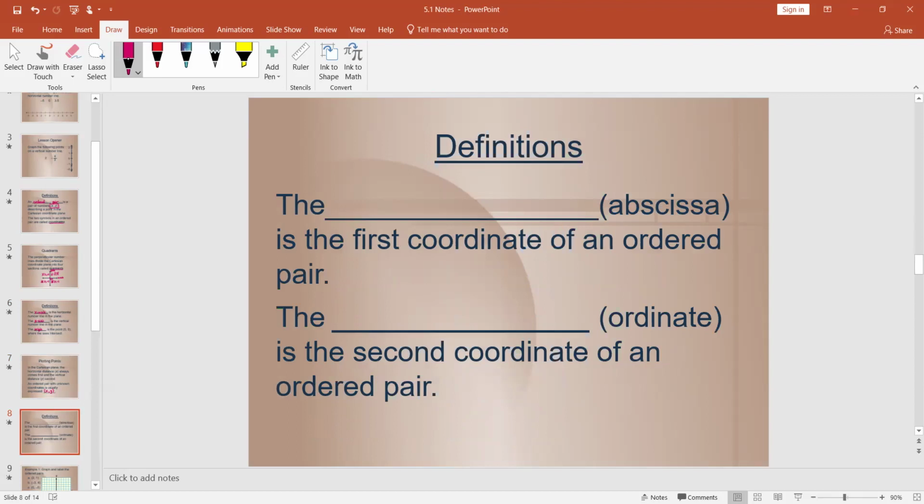So again, that x part of the ordered pair is called the x coordinate and is the first coordinate of the ordered pair. It's also called the, I can't say that, abscissa, I think. And then the y coordinate, that one is called the ordinate, and it's the second coordinate of the ordered pair.